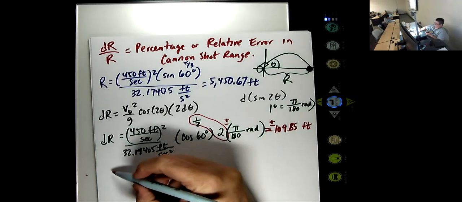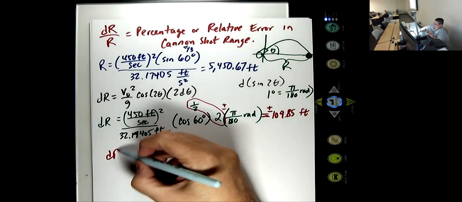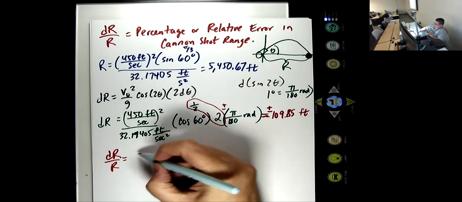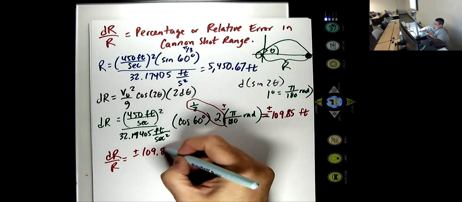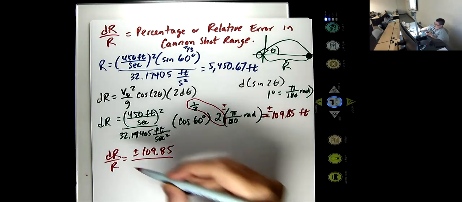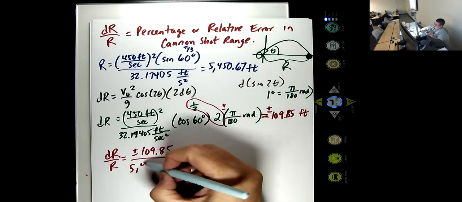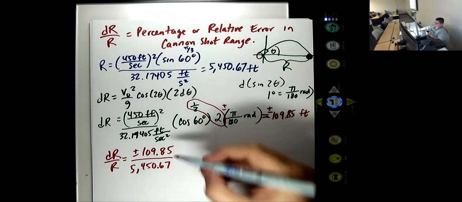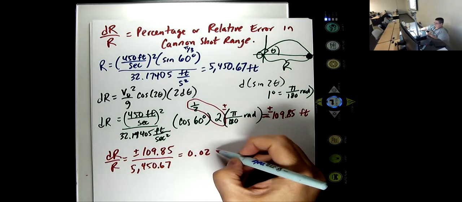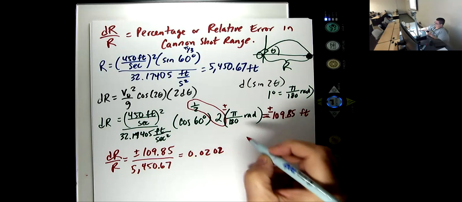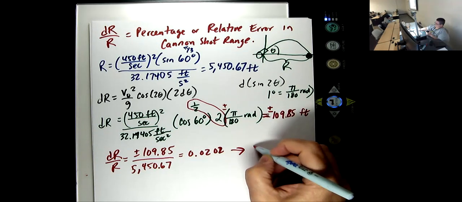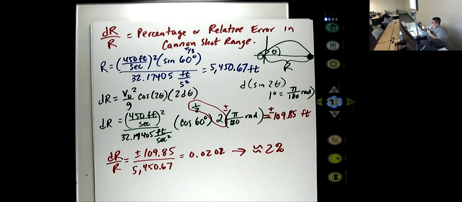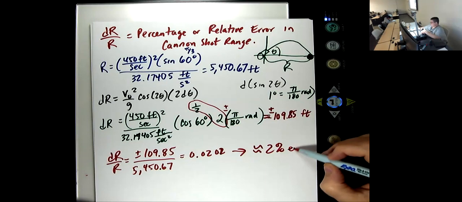So if we want to find dr over r, our relative error, it's the plus or minus 109.85 over the whole range of 5,450.67. That's 0.0201, or about 2%. 2% error in distance.